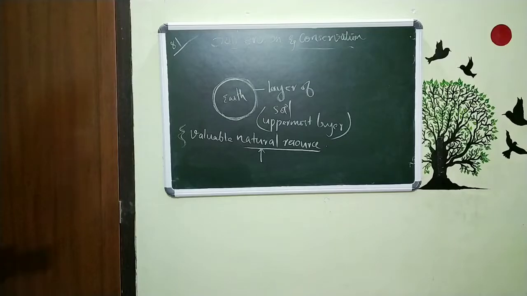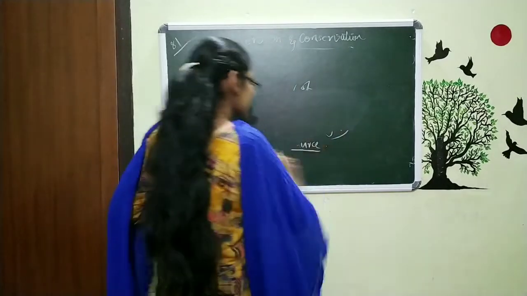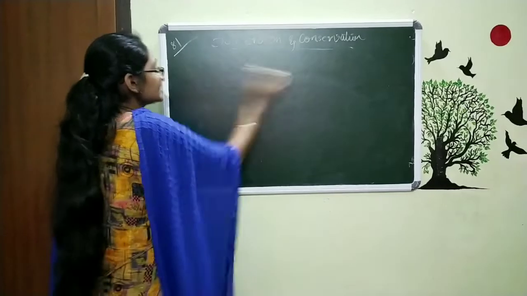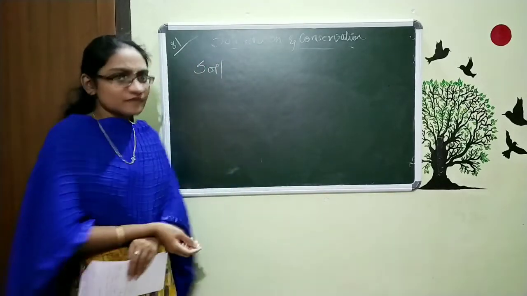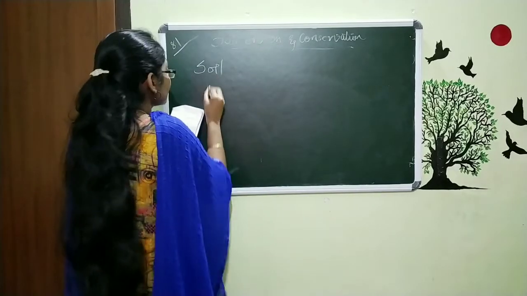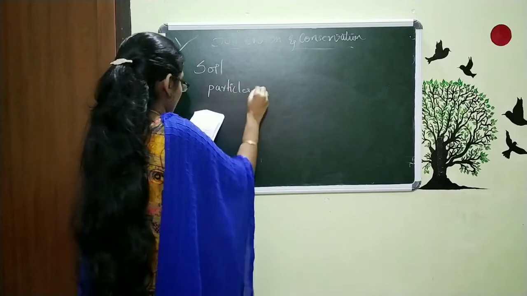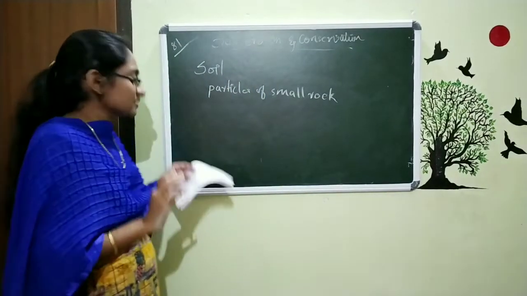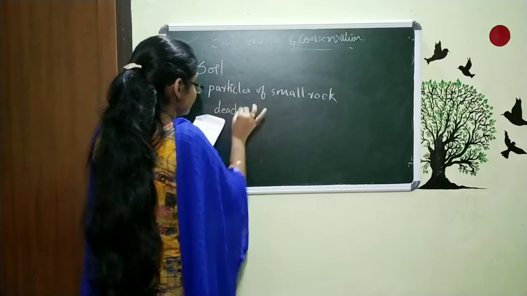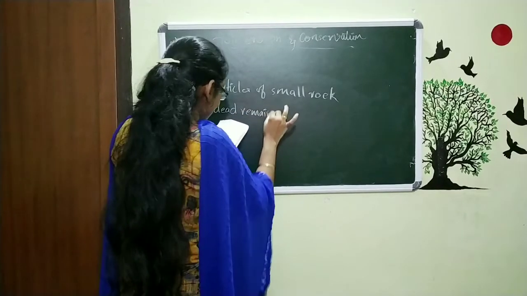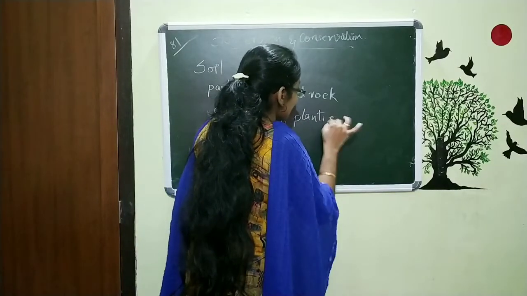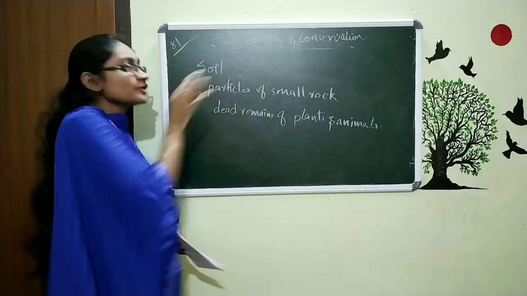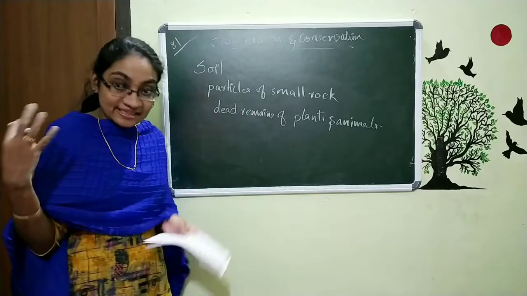Now the question is this, what are the things that are included in soil? Here within the introduction they just simply said what is included in the soil. So actually within the soil there are different things included, and the things are like particles of small rock, then dead remains of plants and animals.